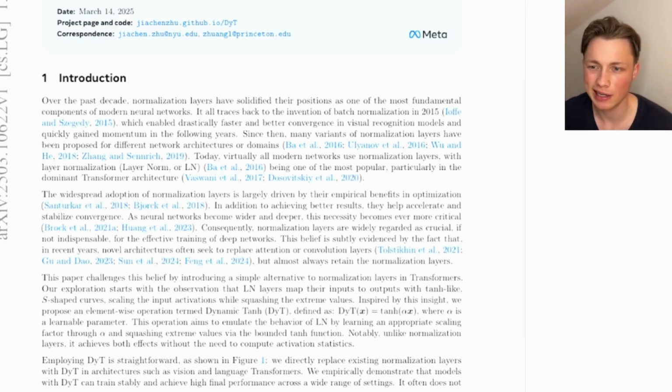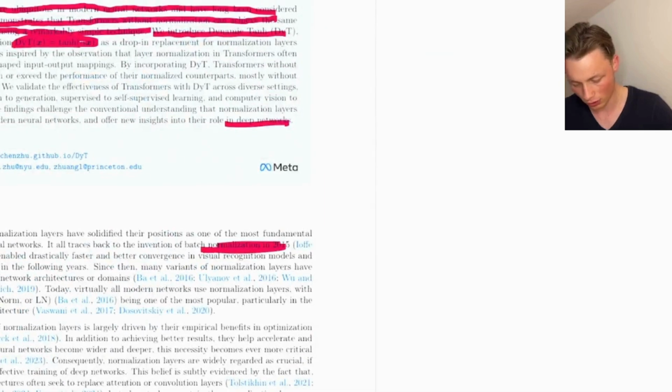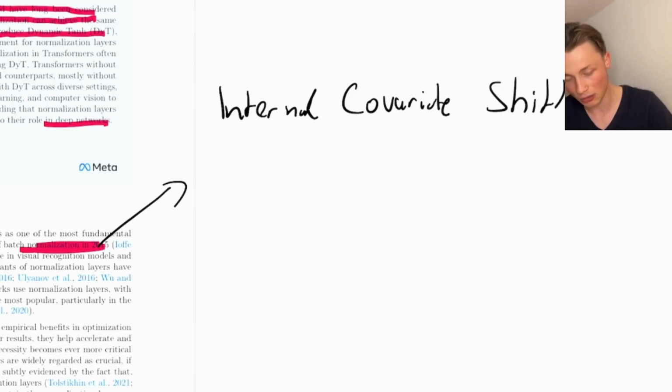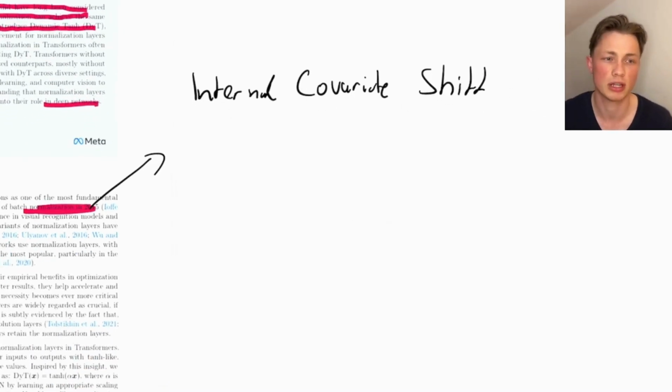Over the past decade, normalization layers have solidified their position as one of the most fundamental components of modern neural networks. It all traces back to the invention of batch normalization in 2015. So let's have a small recap about batch normalization and how it works. What the authors found is called internal covariate shift. And this means that our distribution shifts in the training process. So let's have a look at it.